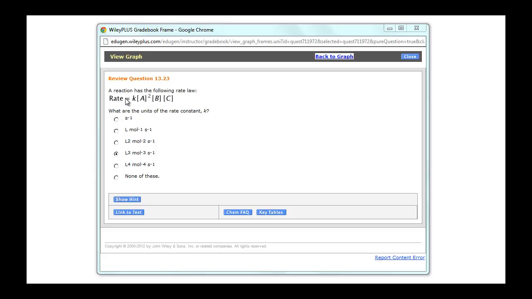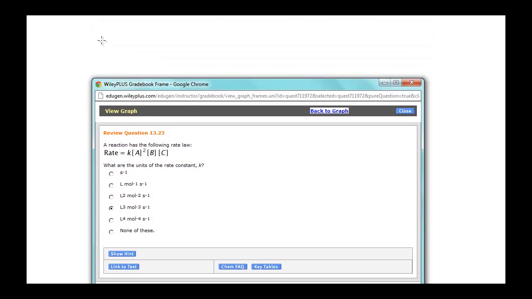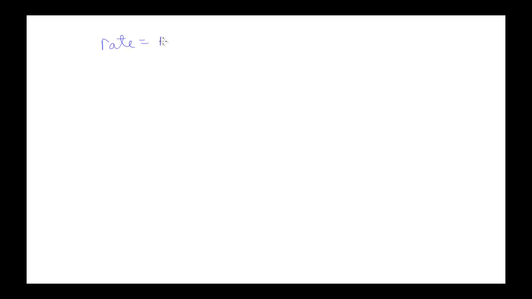So the first thing to remember is that rate is always going to have units of molar per second, or concentration over some unit of time. And molar per second equals some rate constant times A squared times B times C. And of course, these are in moles per liter as well. So this would be molar per second equals k, and this would be molar concentration to the fourth power. So molar squared times molar is molar to the fourth.